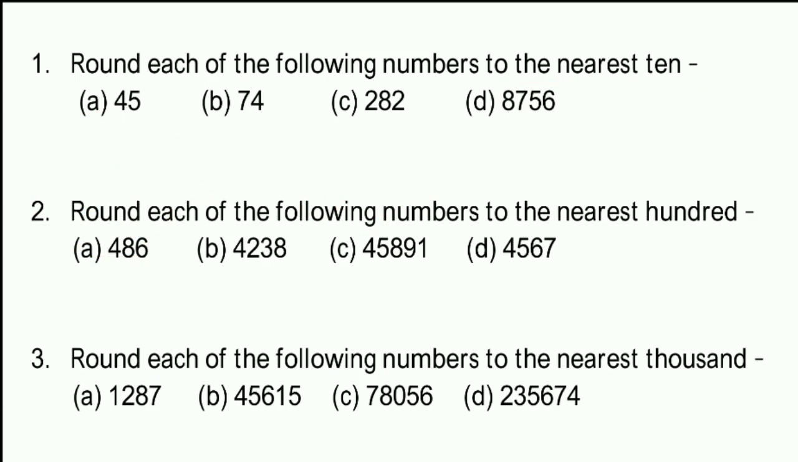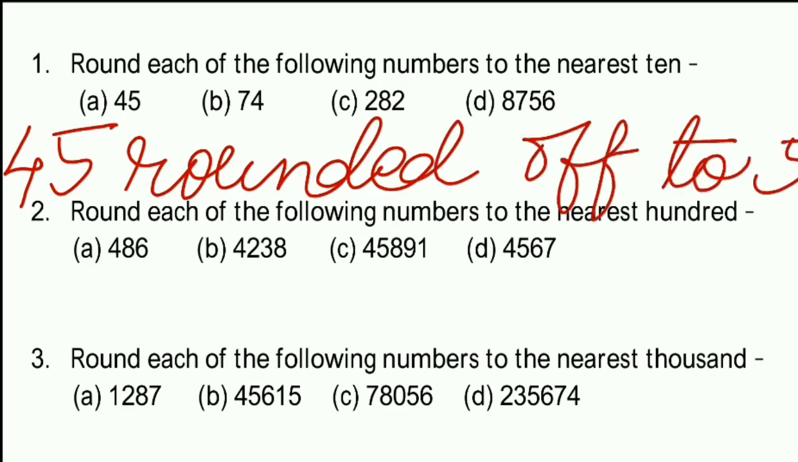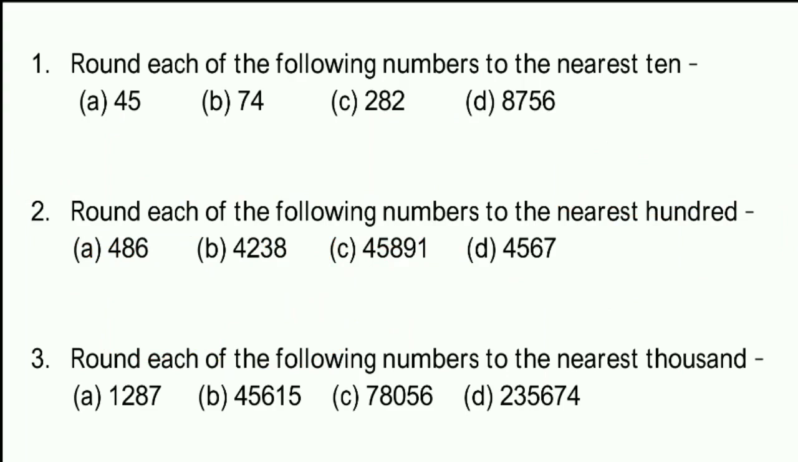Another way to write it is in a statement: 45 rounded off to 50. Like this you write. Either you write a statement or you put the arrow sign. Either this way or this way. Never ever give the equal sign for writing the estimated value. Okay, so practice these questions.